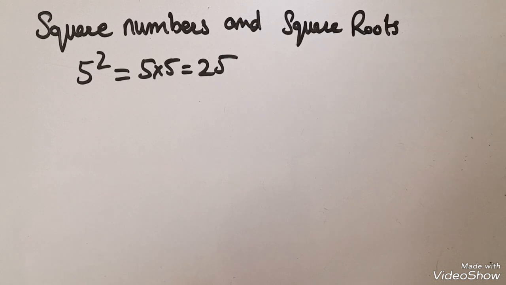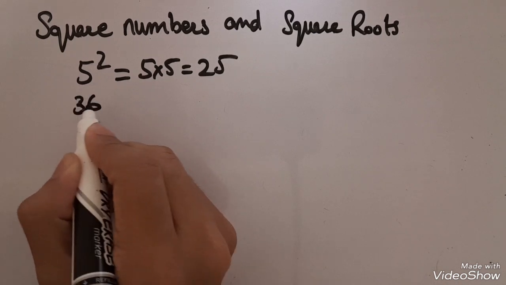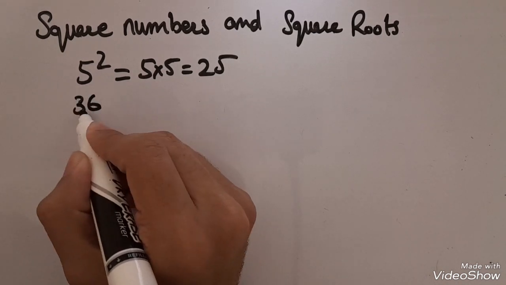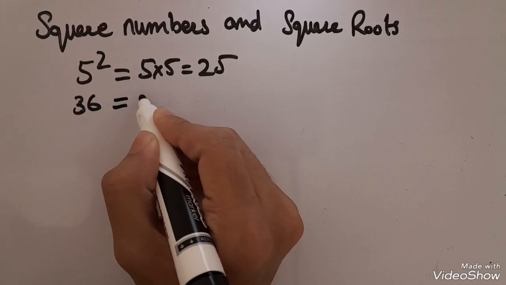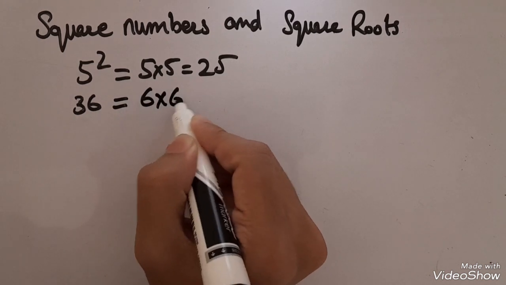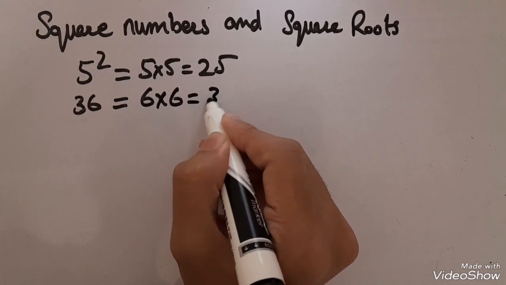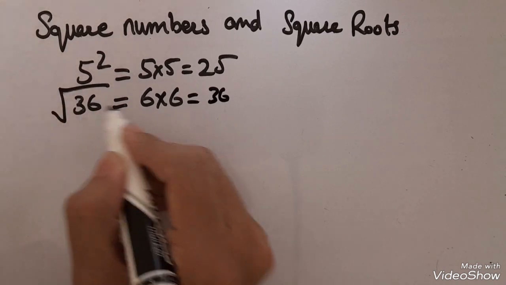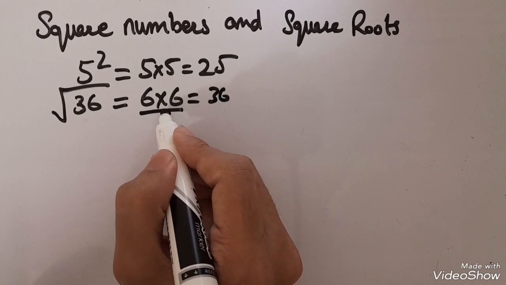Then a square root is the number that was multiplied by itself. For example, if we have 36, the number multiplied by the same number is 6, 6 times 6, which is equal to 36. So the square root of 36 is 6. So this is how we will calculate square roots.